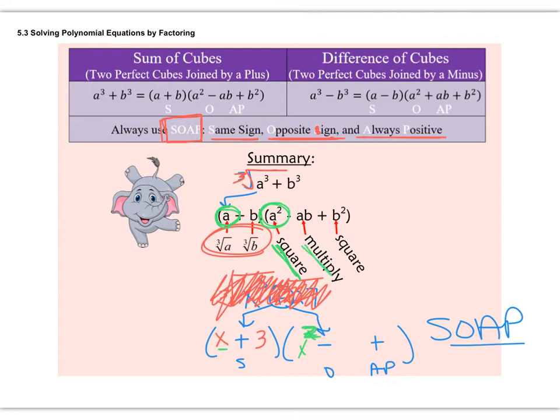All right, the next part is you multiply. It says a times b. Well, that's the two numbers that are over here. So what's x times 3? Well, that's 3x. And then the last one says you square. It's b squared. Well, b was that last term. So what's 3 squared? That is 9.